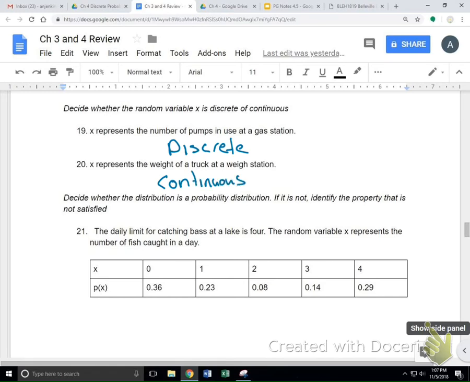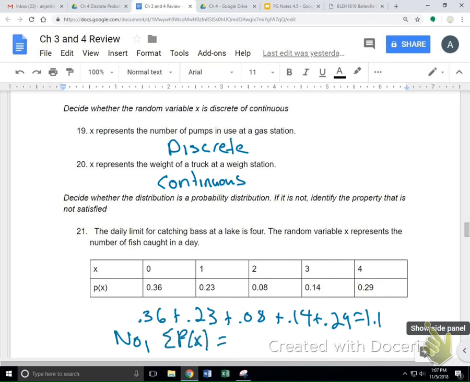Down below, we want to decide whether it is a probability distribution. If it's not, identify the probability requirement that's not satisfied. So we're going to look at this, and the easiest thing to check first is adding up all these values. So if I add up 0.36 plus 0.23 plus 0.08 plus 0.14 plus 0.29, we're going to end up with 1.1. And we know the probabilities have to sum to 1. So we say no, it is not. The sum of the probabilities does not equal 1.